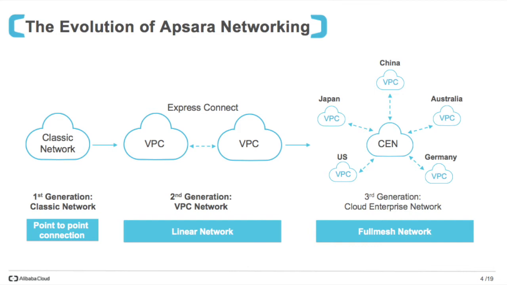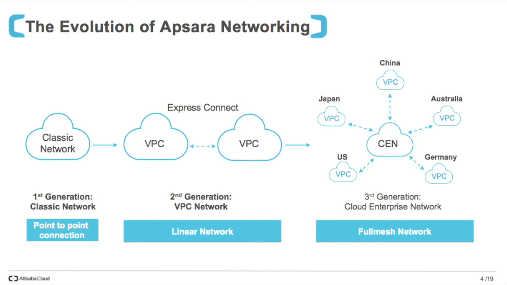The original network is the classic network, and this network only provides the function of communication with the public. When the second generation network appeared, VPC could isolate customers' networks and the customer could control their network freely. At the same time, the function of Express Connect was invented to solve the VPC to VPC communication issue.